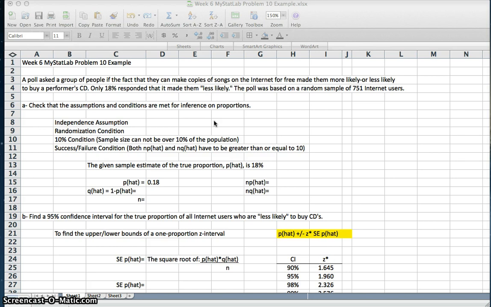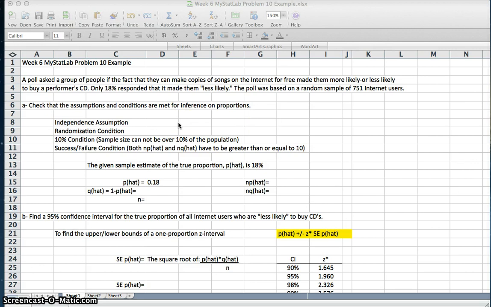So let's take a look. First one is the independence assumption. Well, the poll was based on a random sample of internet users, so there's nothing there to state that the independence assumption is not met. The second part, the randomization condition, tells us that it is a random sample. So let's say that that's okay also.